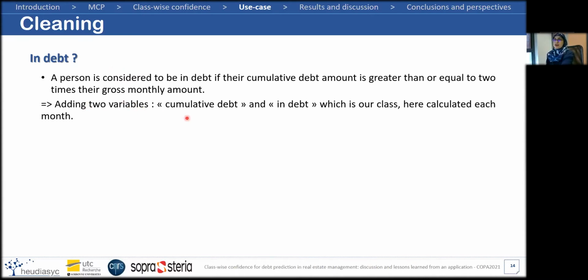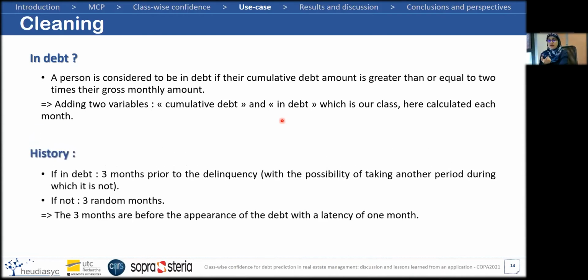So we add 2 variables each month, which are the cumulative debts and the in debts, and this being our class. Now we have this information for each month for 21 months, but we won't use all this history. We are just going to consider 3 months of history. How these 3 months are taken depends on the case of each tenant.